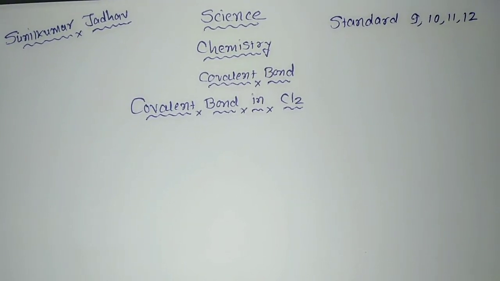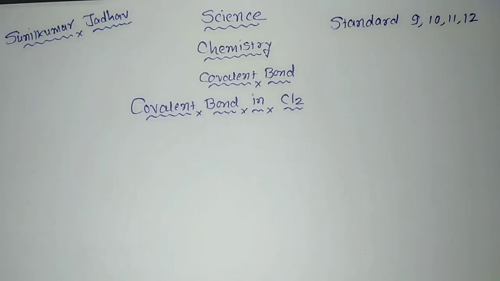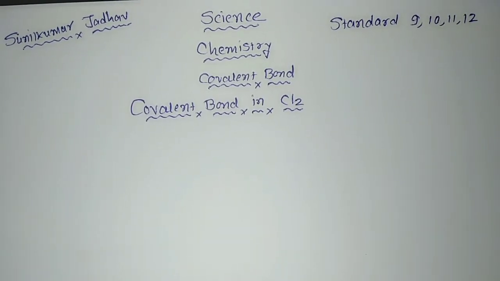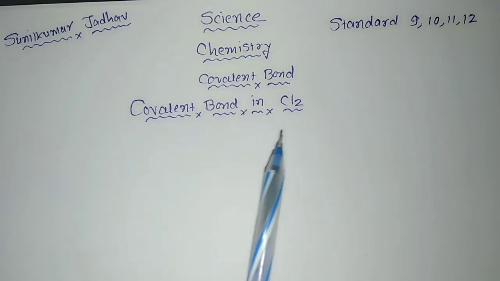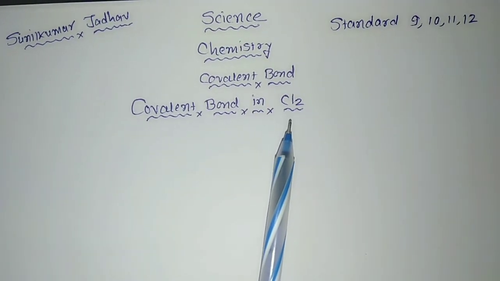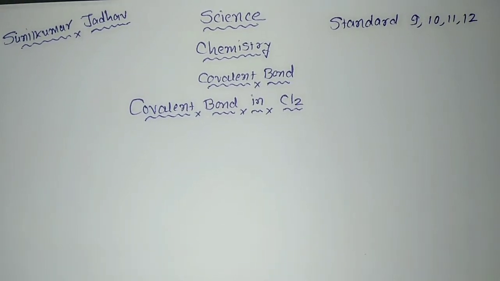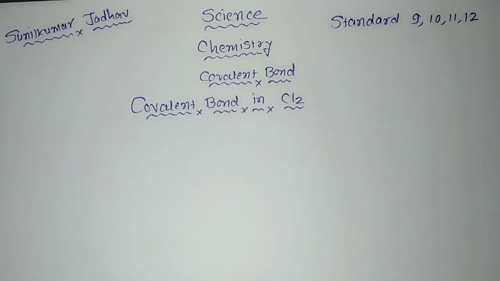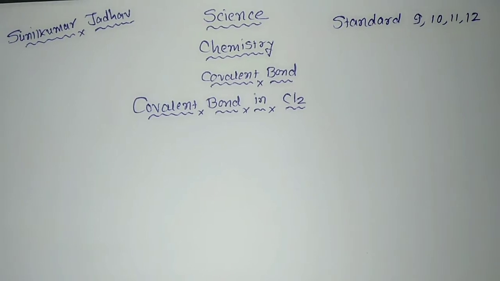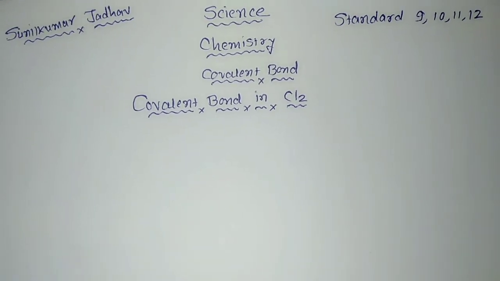Here this is one of the questions asked by one of my viewers. So this is the solution of that question, that is covalent bond in Cl2. Cl2 means chlorine molecule. This will be useful for class 9, 10, 11, 12 chemistry, covalent bond. So let us begin with covalent bond in Cl2.